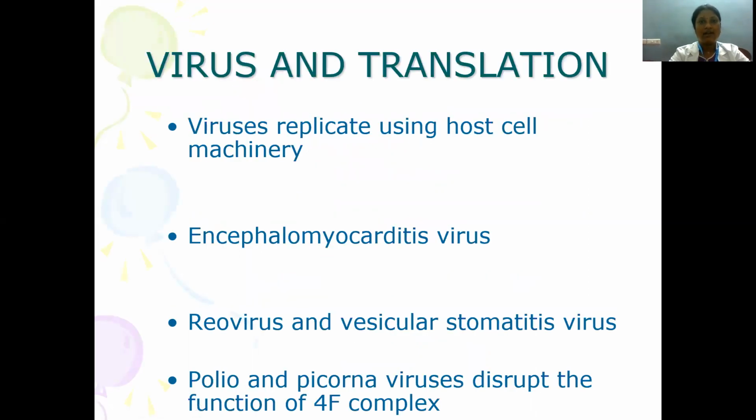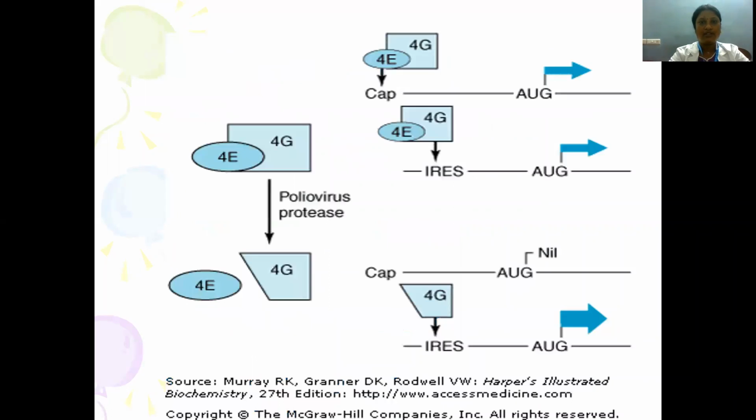Viruses and translation. Viruses replicate using the host cell protein synthesizing machinery, and these include encephalomyocarditis virus, reovirus, vesicular stomatitis virus, and polio and picorna virus, which disrupt the function of the 4F complex. We have already seen how the 4F complex regulates the initiation of translation. Here, polio virus will cause dissociation of 4E from 4G, and there is no formation of 4F complex.